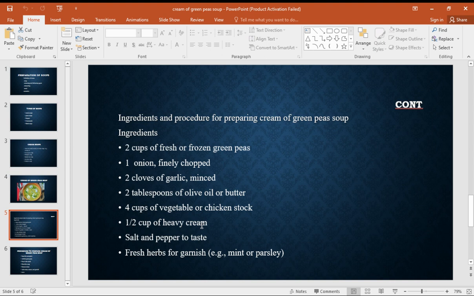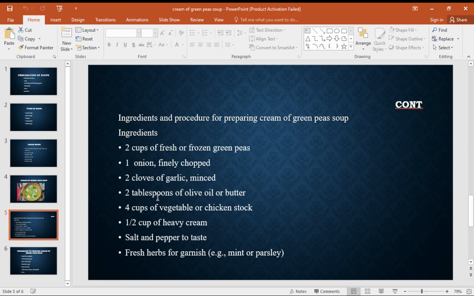We have stock. In this, we can use vegetable stock or chicken stock. We have heavy cream. In case you don't have a cream, you can use yogurt. We have salt for seasoning and pepper, and we also have fresh herbs for garnish. You can as well garnish with fresh green peas.